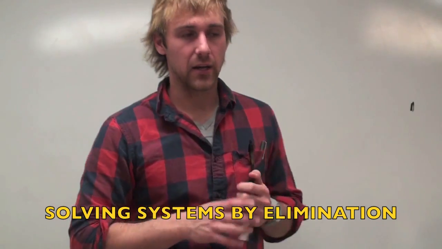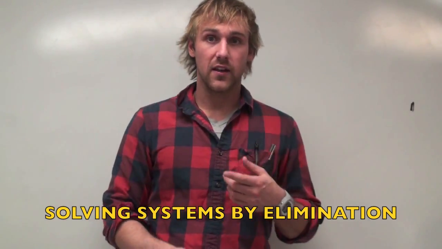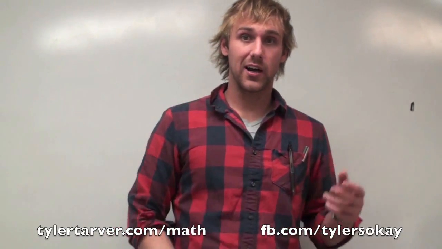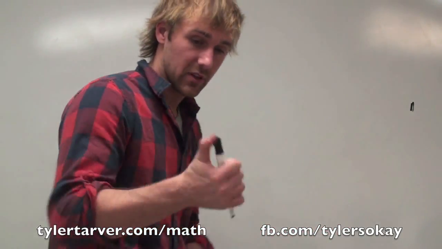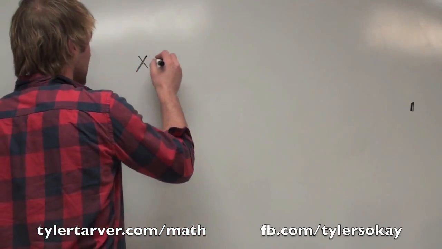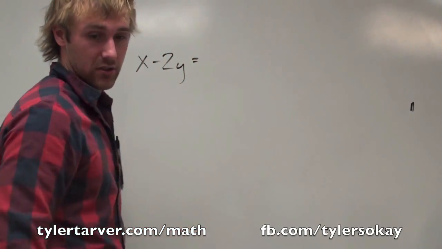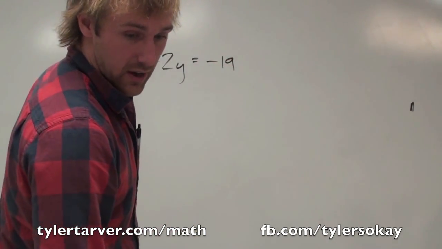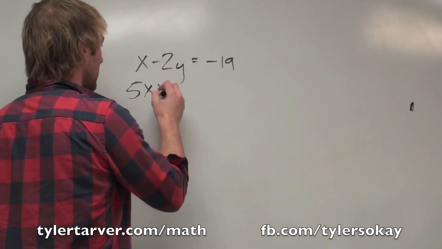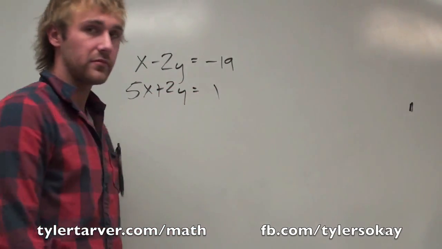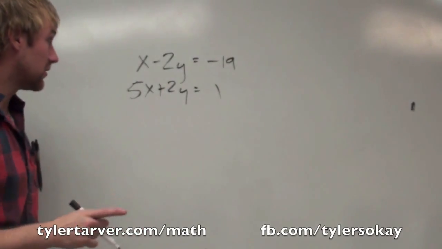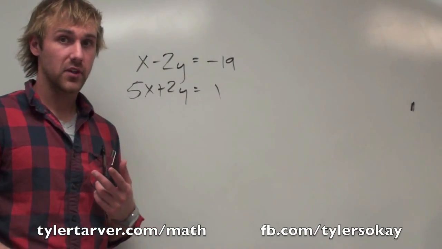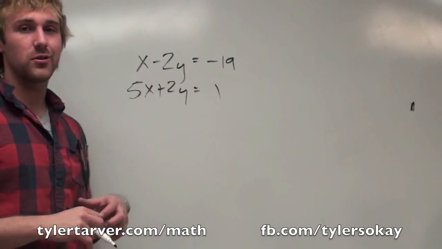We just talked about solving systems by graphing, and then I taught you how to do it by substitution. Now we're doing it by elimination. So you've got x minus 2y equals negative 19, and then we've got 5x plus 2y equals 1. Still, my goal is to find out where these two lines cross, and to do that, I solve for x and y.